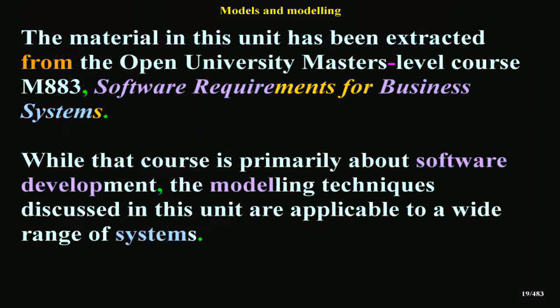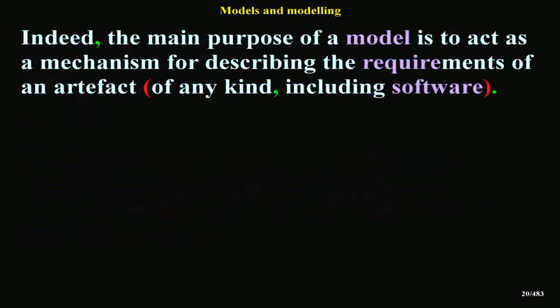The material in this unit has been extracted from the Open University Master's Level Course M883, Software Requirements for Business Systems. While that course is primarily about software development, the modeling techniques discussed in this unit are applicable to a wide range of systems. Indeed, the main purpose of a model is to act as a mechanism for describing the requirements of an artifact of any kind, including software.